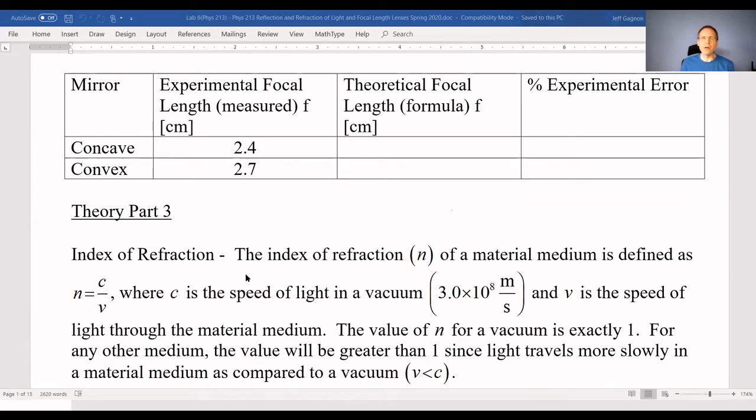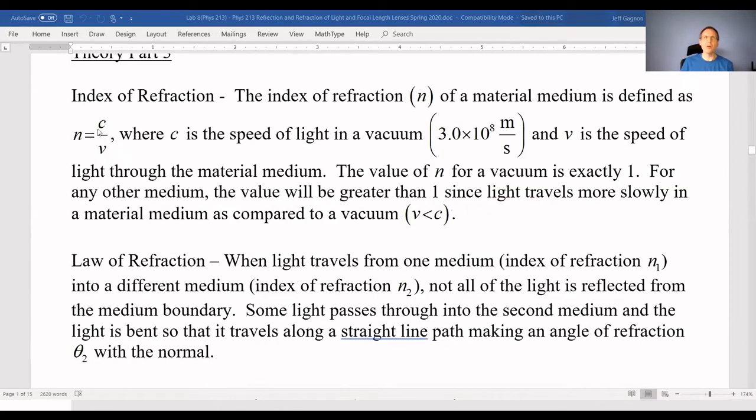So first of all, what is the index of refraction? What does that mean? Well, it's defined to be a ratio of the speed of light in a vacuum, which is c, and that's a constant, right? Nothing can go faster than that speed. It's around 3 times 10 to the 8th meters per second, over the speed of light in the medium. So v is the speed of light in whatever the medium is.